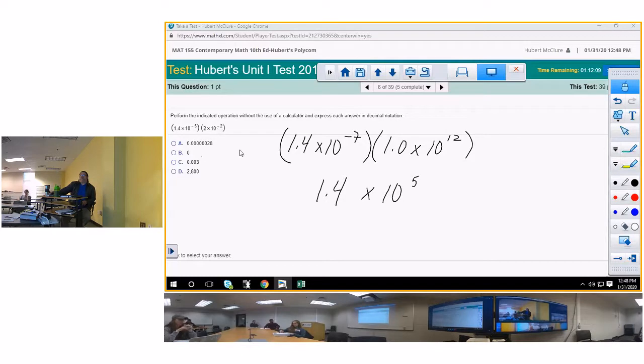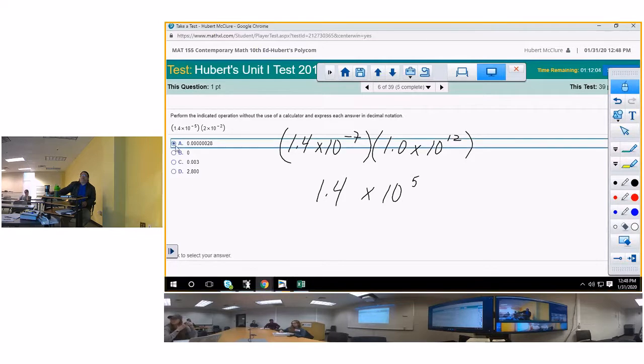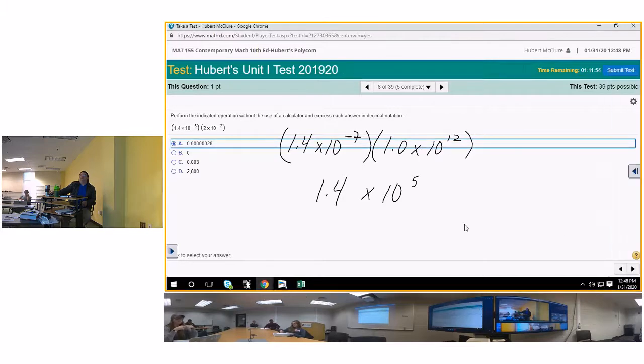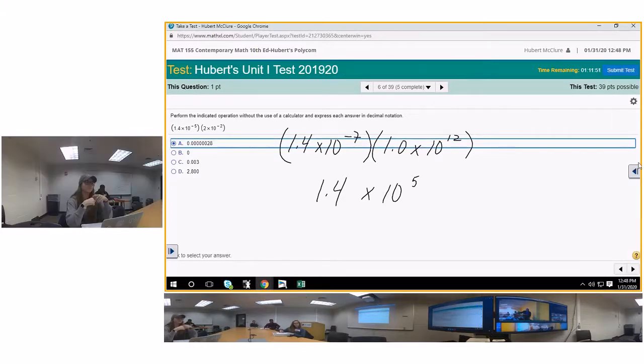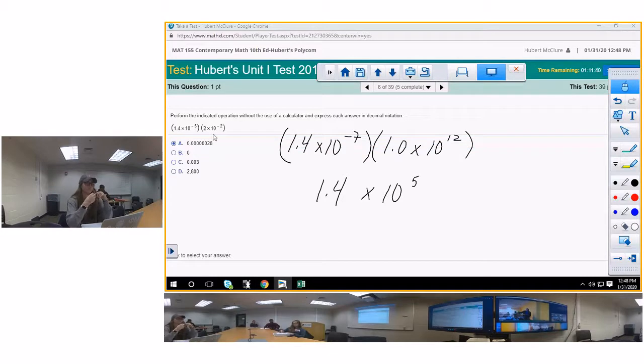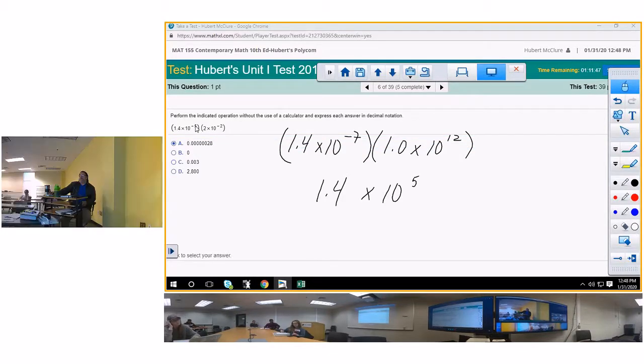Which one is the only one that has 7 spaces? Of course. Okay, so if you get that one wrong, you don't tell anybody. You don't even need a calculator for that one. Y'all see what I'm saying? The negative 5 plus 2 is negative 7. That means you got to have a number that has 7 decimal points. The only one with 7 decimal points is A. So try not to miss that one, okay?